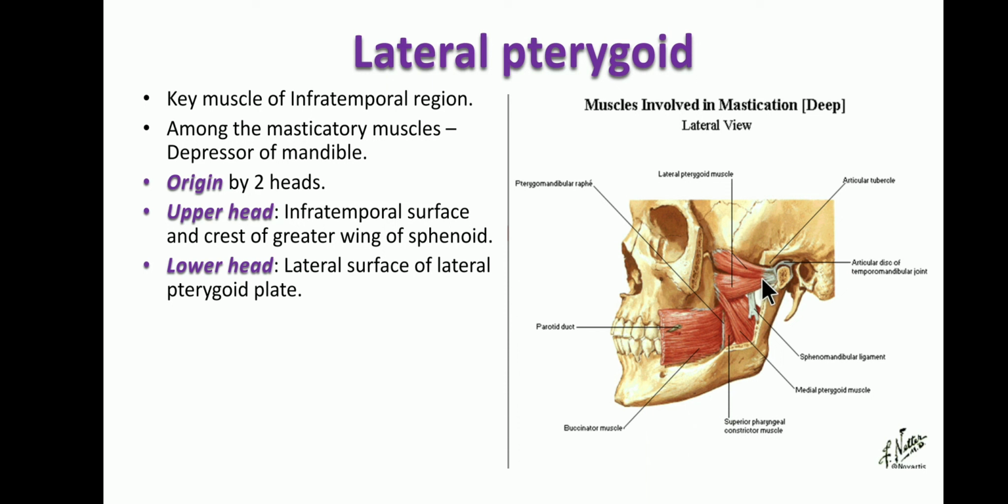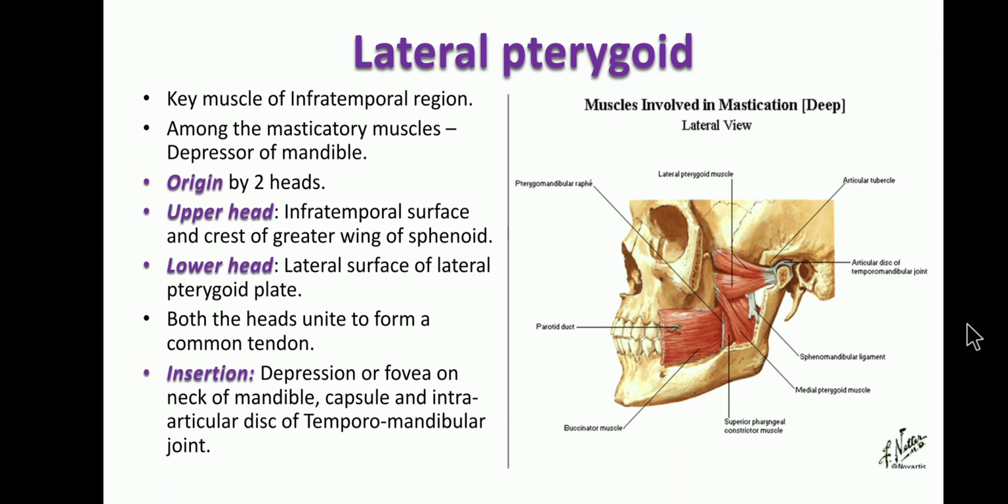Both the heads unite and form a tendon which gets inserted into a fovea or depression on the neck of the mandible. Okay, this is the condyloid process, and below this is a small constriction called the neck. On the neck you see a depression, the fovea. So in that it gets inserted. Not only that, it also gets inserted into the capsule of the TM joint and also to the intra-articular disc of the TM joint. The intra-articular disc itself is considered as a degenerated tendon of the lateral pterygoid muscle.